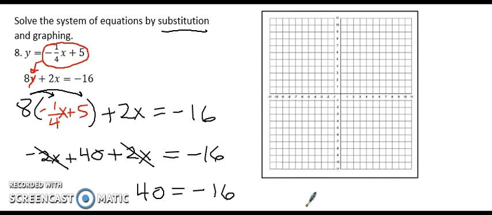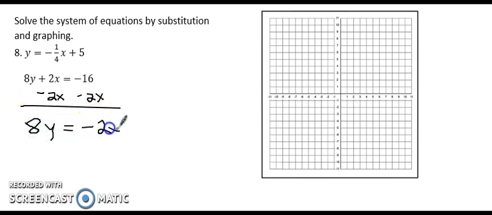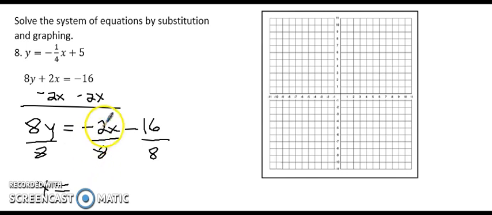Let's go ahead and solve our bottom equation here for y, and then graph both equations to see visually what's going on. Okay, so solving this bottom equation for y, I'm going to subtract 2x from both sides. That's going to give me 8y equals minus 2x minus 16. Then I need y all by itself, so I divide each term by 8. That gives me y equals 2 over 8, and they're both divisible by 2, so that's going to give me 1/4 x and then minus 2.